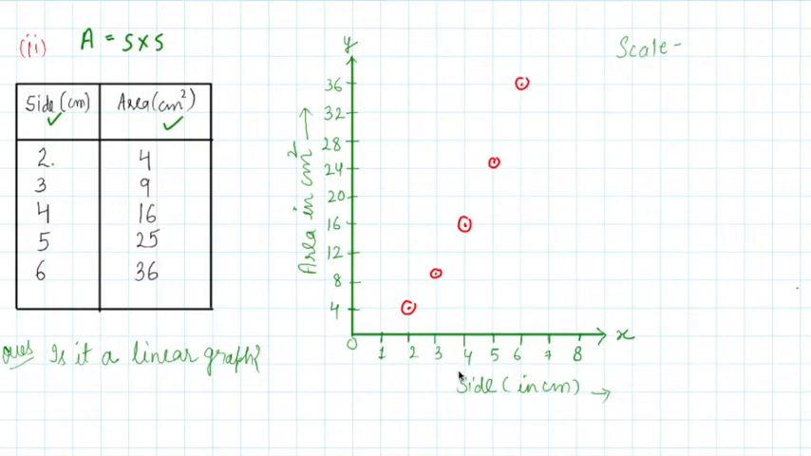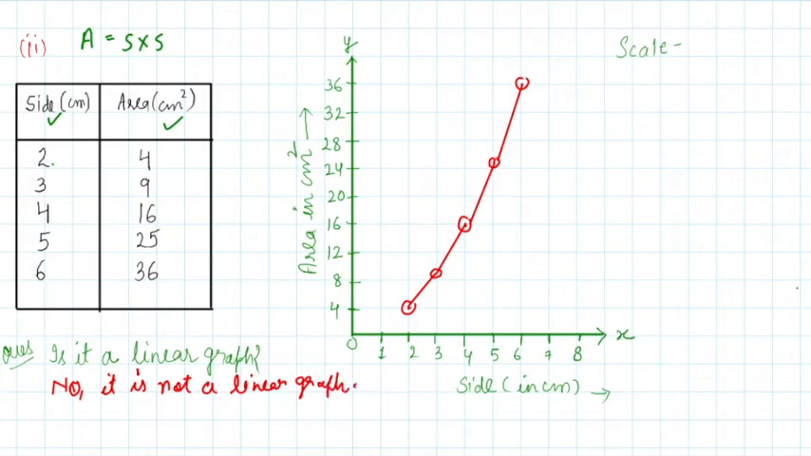Now we will join the points one by one. It does not seem like we are getting a linear graph here, right? If you see, all the points are not lying on the same line. So there is a deviation in the graph. So what will we write? No, it is not a linear graph. Why is it not a linear graph? It is not a straight line. We can write the reason also: because it is not a straight line, therefore it is not a linear graph.